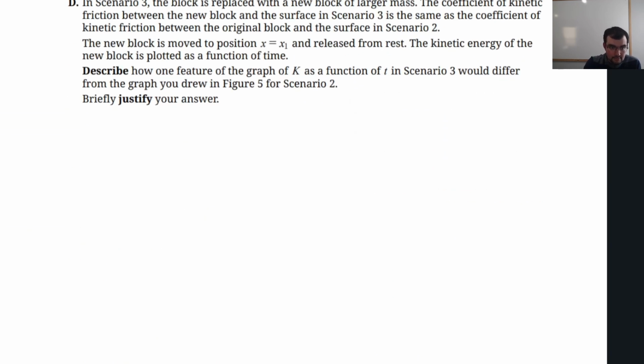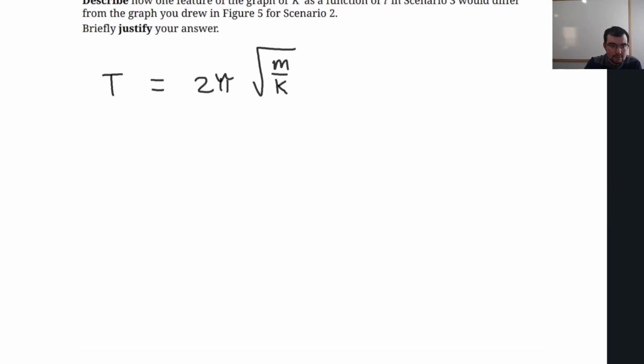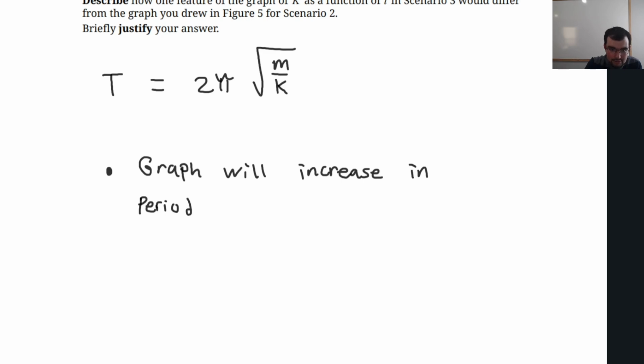So we know that for a spring, the period is equal to 2 pi times the square root of m over k. That's just a formula sheet expression. We can derive it from the SHM equation. So if we are increasing the mass, we'll increase the period. So I will say that the graph will increase in period, which is a horizontal stretch. So maybe I'll say that this is a horizontal stretch.